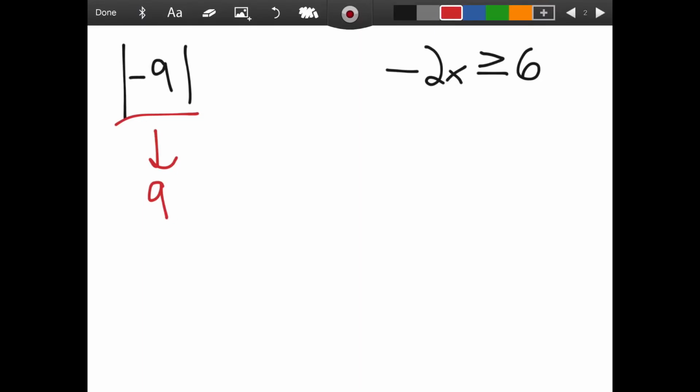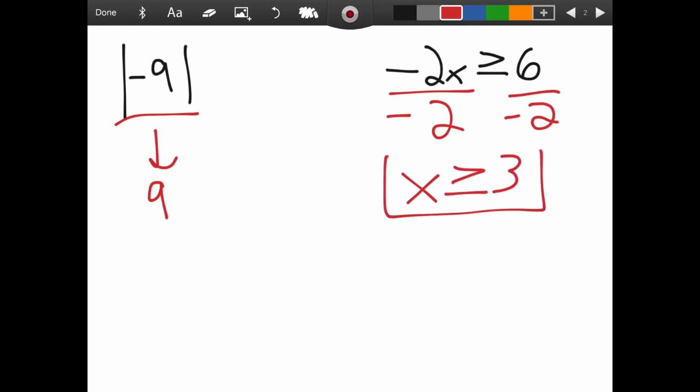And another rule, just to kind of refresh, if we are dividing by a negative, so here if we were solving this inequality, we would be dividing by a negative, we would flip the sign. So there we get x is greater than or equal to 3, and that would be our final expression. So just remember to flip the sign if you are dividing or multiplying by a negative.